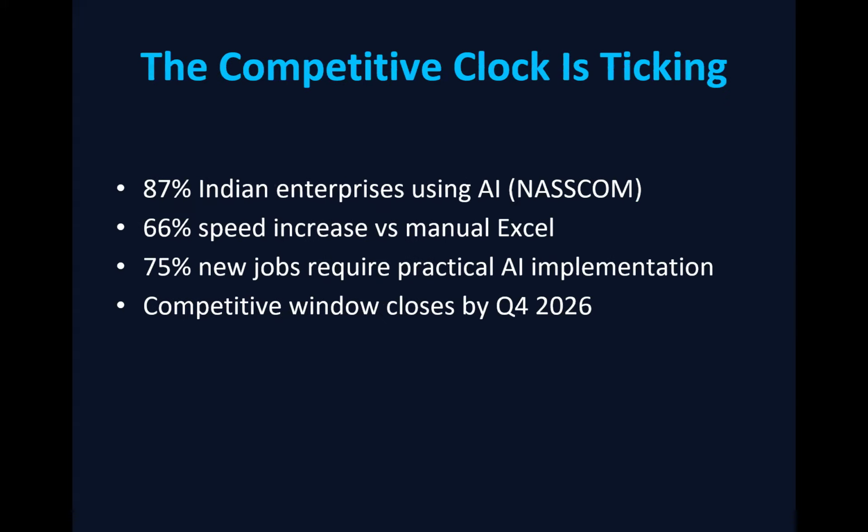Slideshow, slide 5. The competitive clock is ticking. The competitive clock is ticking. Bullet 87% Indian enterprises using AI. NASCOM, bullet 66% speed increase vs manual Excel, bullet 75% new jobs require practical AI implementation, bullet competitive window closes by Q4 2026.